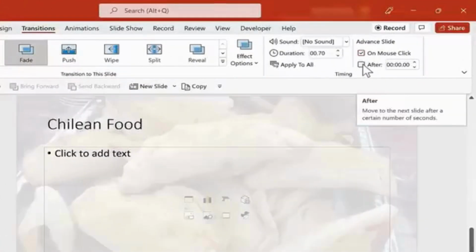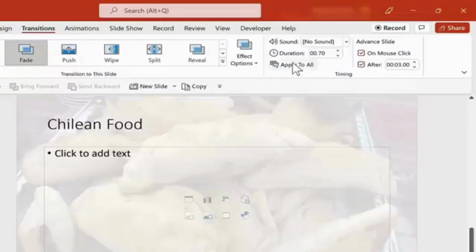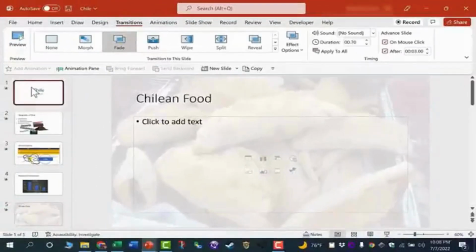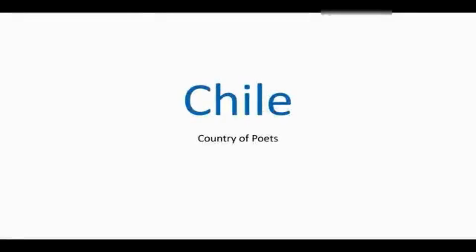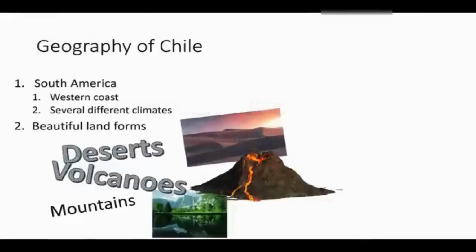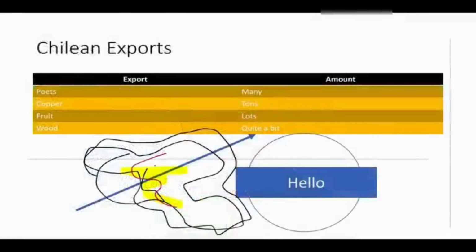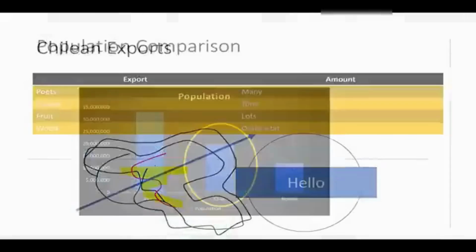But if you want, you can also set some slide timing. So I could say, I want the slide to advance after 3 seconds. And if I want to, I can click to apply that to all of my slides. Let's try it out. So if I click on my first slide and click this button to start my presentation, it loads up, I can see the title, and it transitions to the next slide. And then 3 seconds later, transitions to the next slide, and then the next slide.